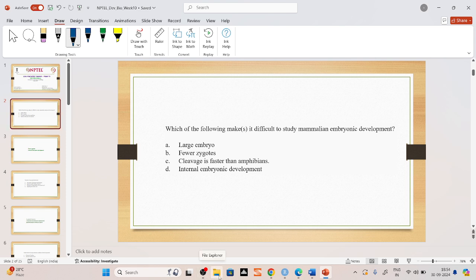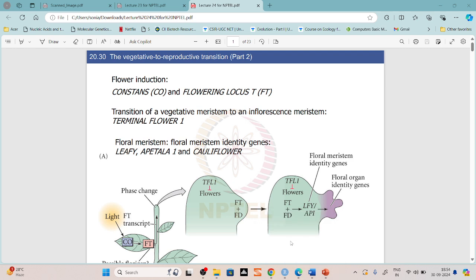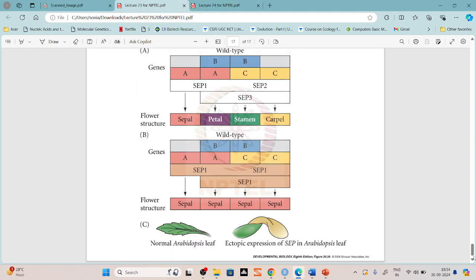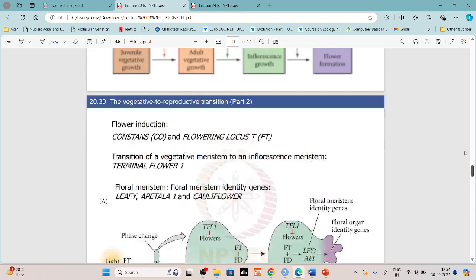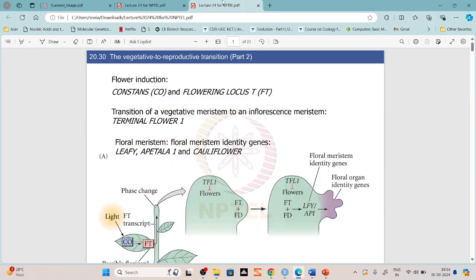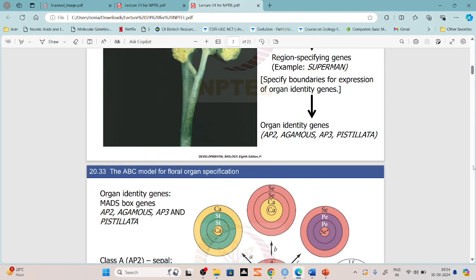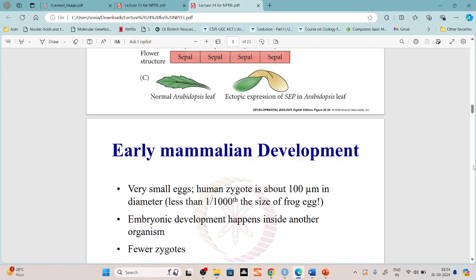So before moving to mammalian embryonic development, here you can see the same things are also given in your PDF. You can go and read it. If you haven't read it, you can just go through it. So first we'll try to discuss these few points, and then we'll try to solve the questions.